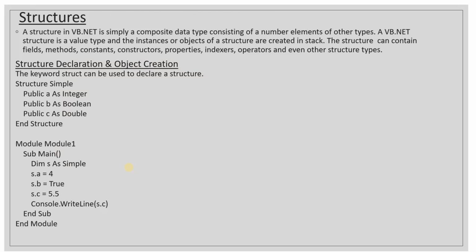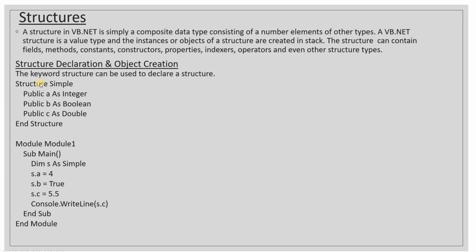Next is a structure, which is a value data type. A structure in VB.NET is simply a composite data type consisting of a number of elements of other types. A VB.NET structure is a value type and the instances or objects of a structure are created in stack. The structure can contain field, method, constant, constructor, properties, indexer, etc.